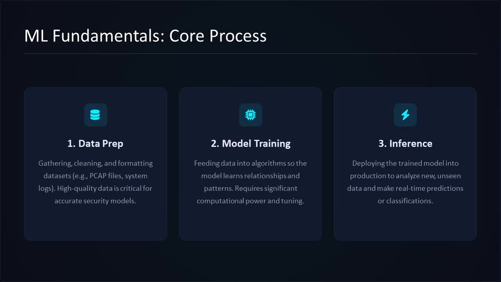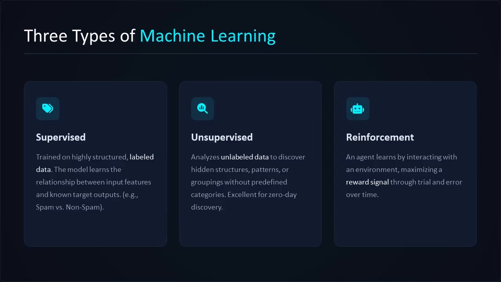ML fundamentals, core process. Supervised: trained on highly structured, labeled data. The model learns the relationship between input features and known target outputs. Example, spam versus non-spam.